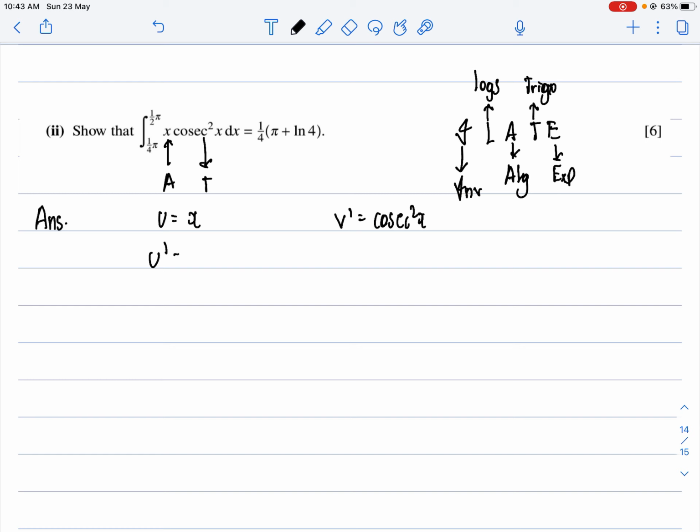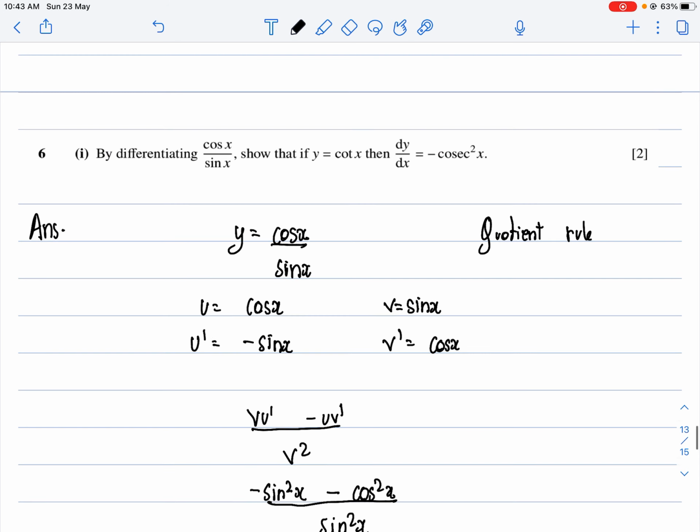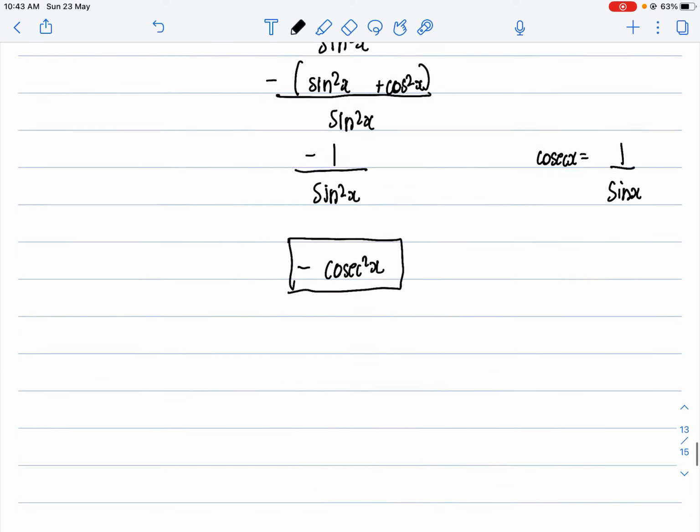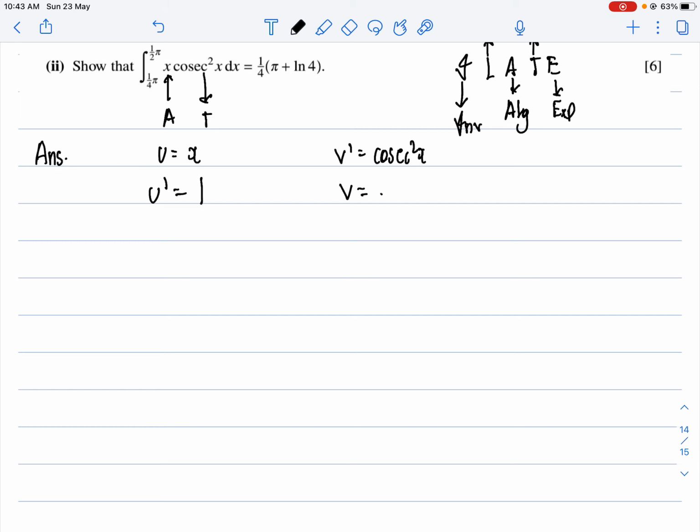So my u dash is simply the differentiation of x, which is 1, and v is the integration of cosec squared x. We saw in the previous part that the differentiation of cot x was minus cosec squared x. Integration and differentiation work in reverse ways, so the integration of positive cosec squared x is negative cot x. So v is negative cot x.